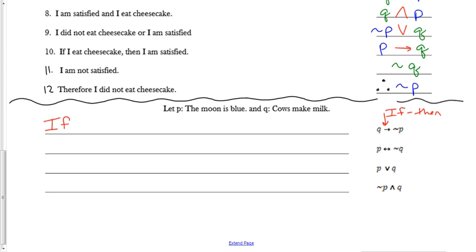The next thing I have is Q, which is cows make milk. So if cows make milk, and then I know it's an if-then statement, then I have not P. So how do I not the P? The P is the moon is blue. If I not it, then the moon is not blue.